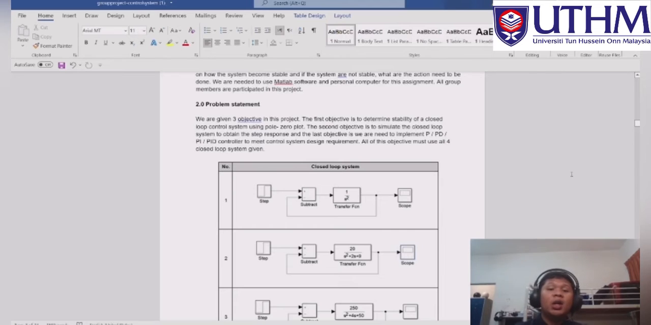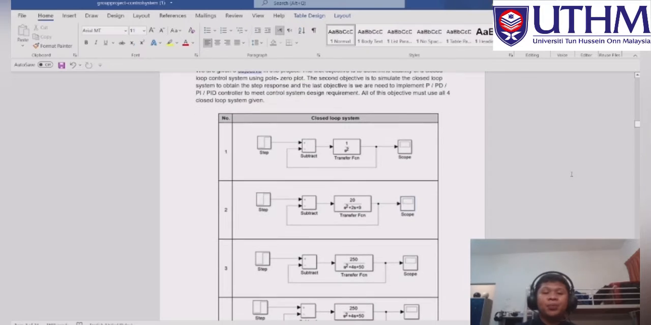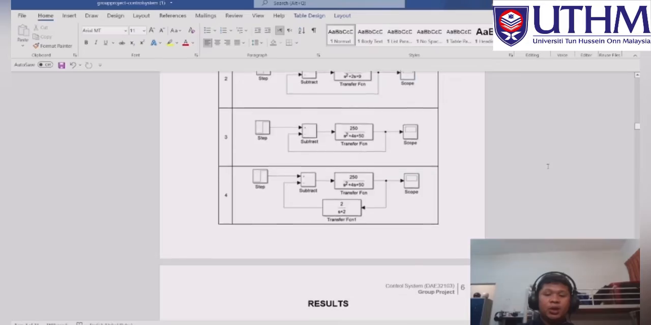Problem statements. We are given 3 objectives in this project. The first objective is to determine stability of a closed loop control system using pole zero plot. The second objective is to simulate the closed loop system to obtain the step response, and the last objective is to implement P, PD, PI and PID controllers to meet control system design requirements. All of these objectives must use all 4 closed loop systems given. So these are all 4 closed loop systems given by the lecturer.